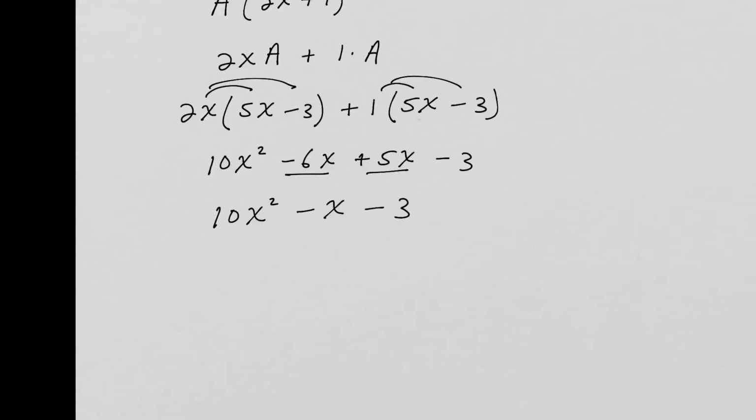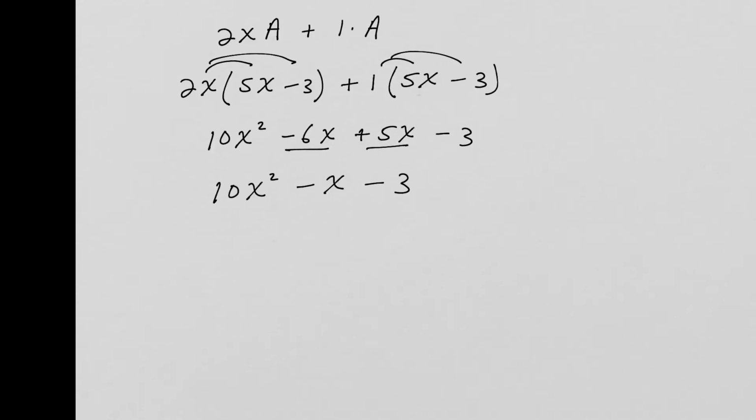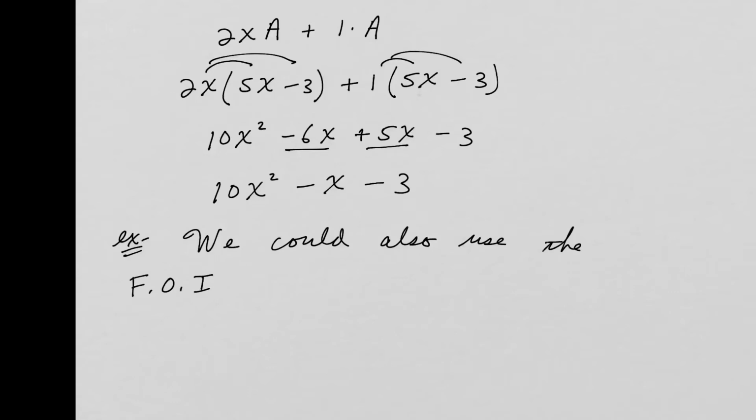Okay? Now, that's not the way people normally do this. And there's a couple of different ways. Sometimes people will refer to this acronym called FOIL. So let me describe that real quick. So what FOIL is, we could also use the FOIL method. But this only works if you're multiplying a binomial times a binomial. Okay, if it's something more complicated, like a trinomial, if it has 3 terms or more, then it doesn't work.